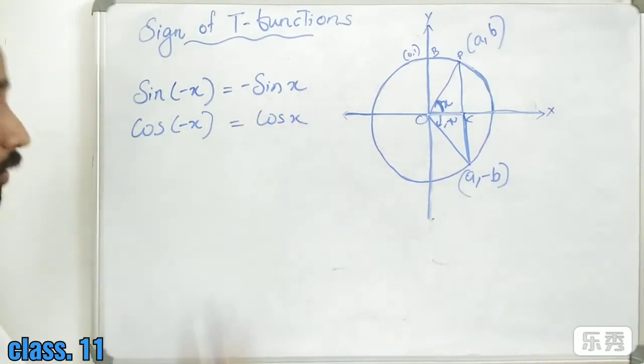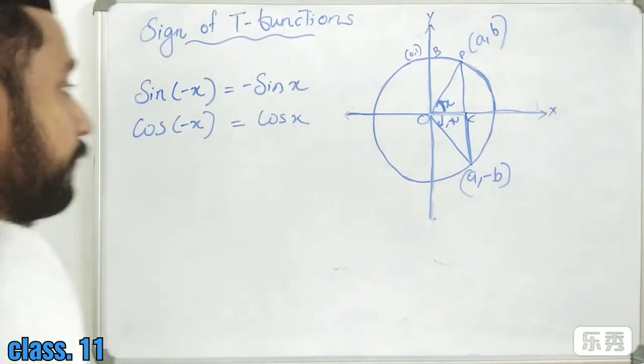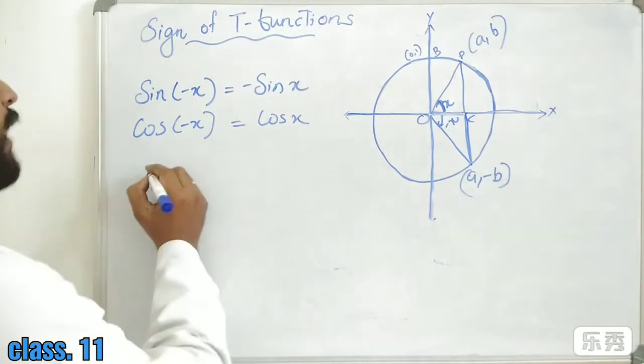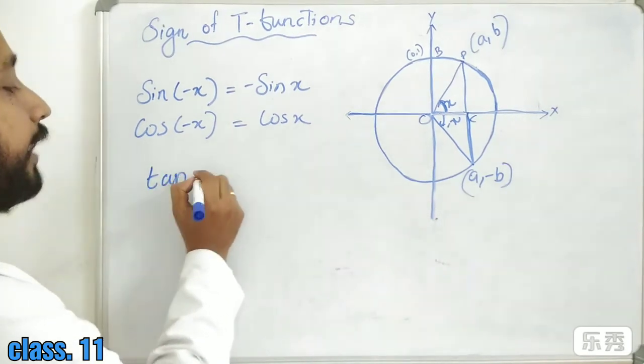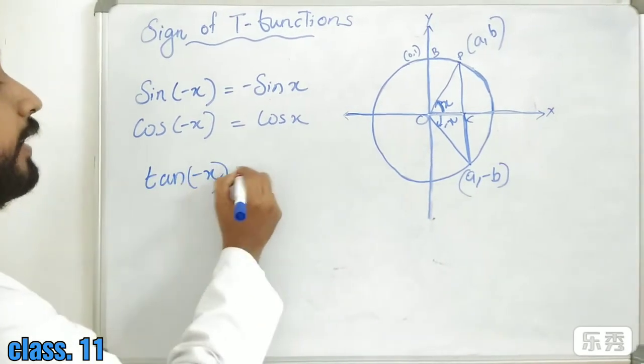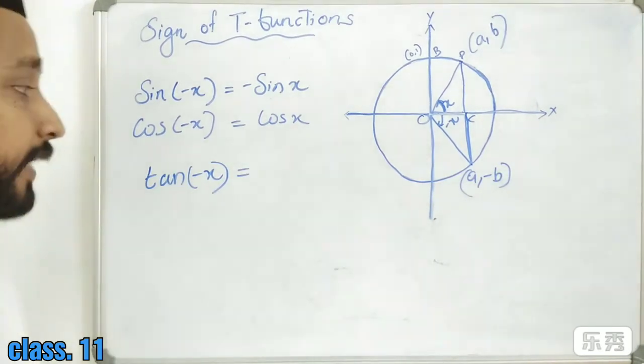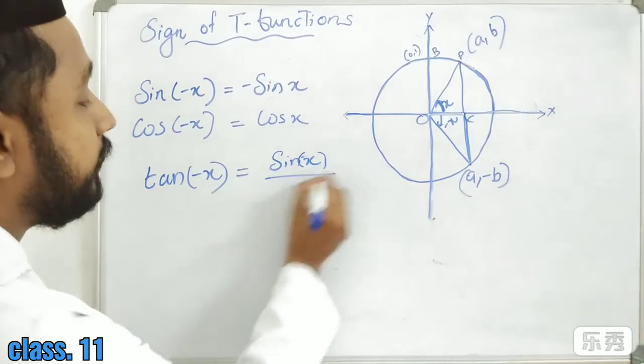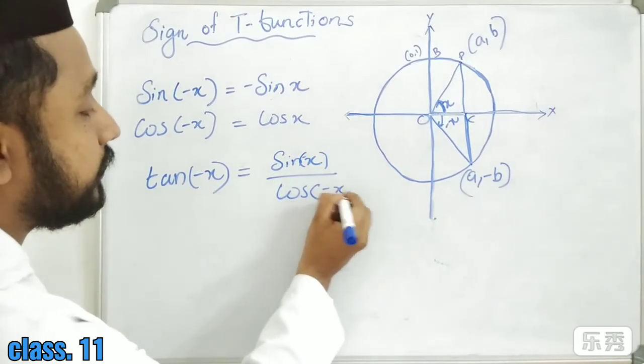Now changing sign, cos minus x and cos x are equal. So cos minus x is equal to cos x. Sine minus x is equal to minus sine x. What about tan minus x? Tan x is equal to sin x by cos x. So tan minus x is sin minus x by cos minus x.